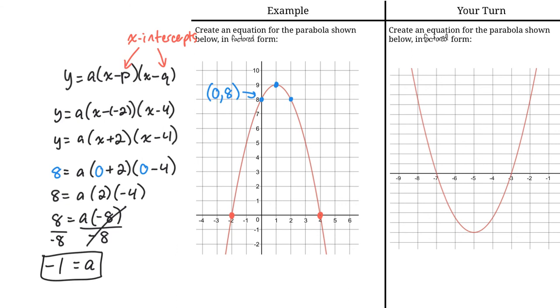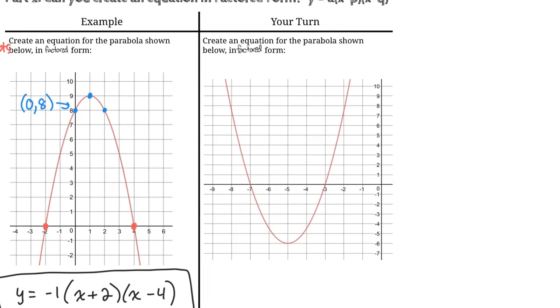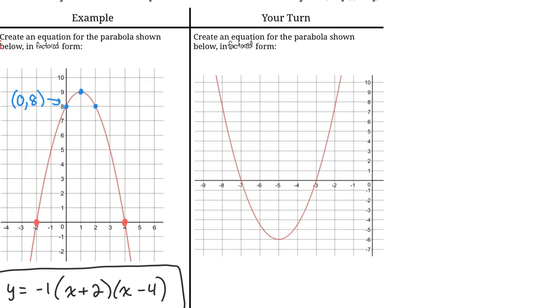And now that we have found a value for a, we can plug that back into our equation that has our x-intercepts. So y is equal to -1 times x plus 2 times x minus 4. And there you have it. Here is our equation of this quadratic relation in factored form. And now you should be ready to try this next question on your own. Pause the video and come back when you're ready to check your answer.